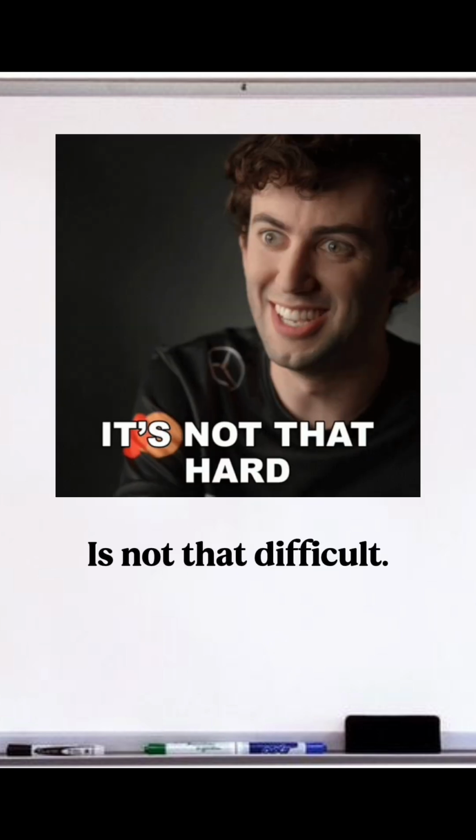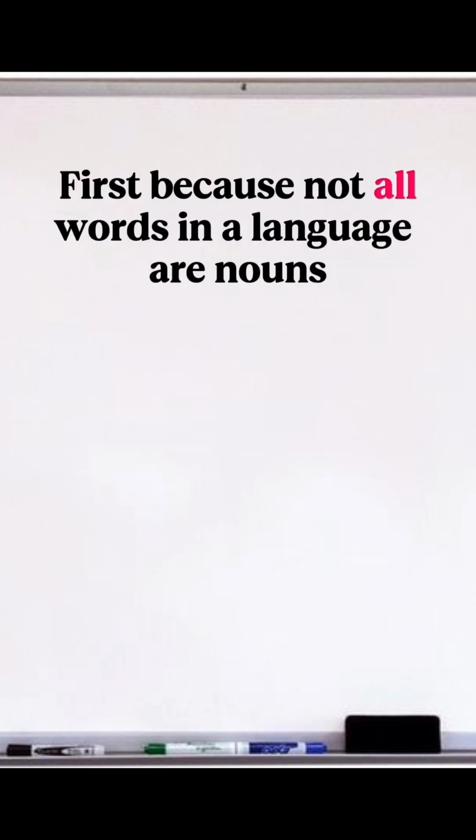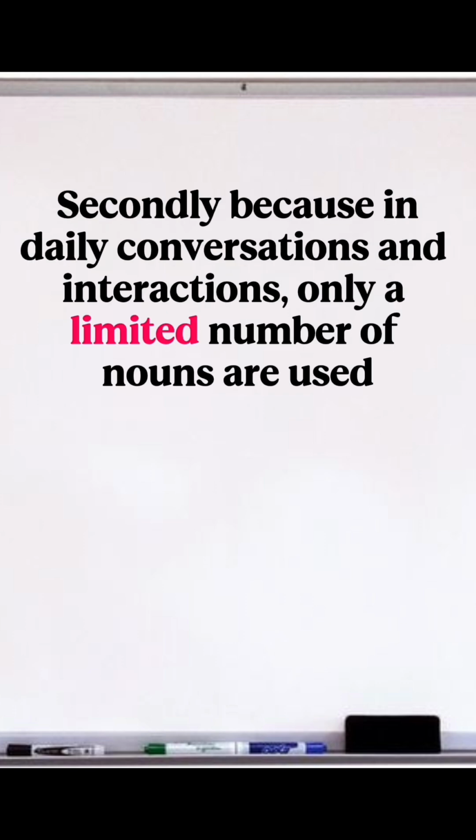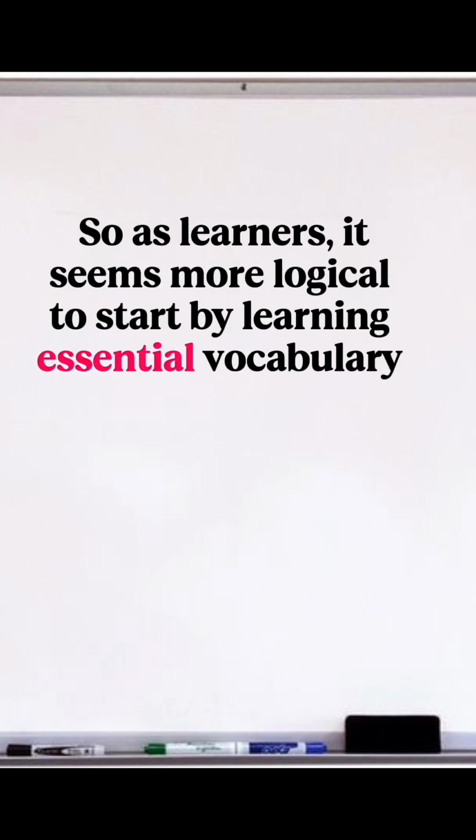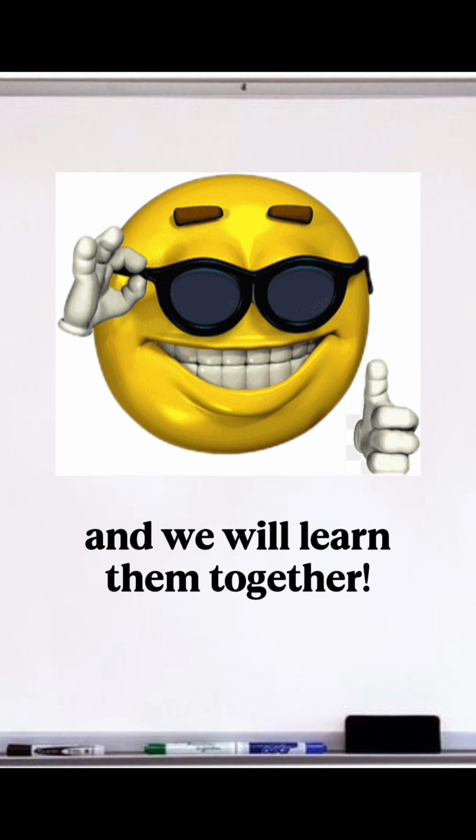Now, don't panic. Learning an object's gender is not that difficult. Number one, because even though there are thousands of words in any given language, not all words are nouns, right? And number two, even though there might be thousands of nouns, in everyday life and in everyday conversations, we only use a very limited amount of nouns. So, as learners, I think our initial and primary focus should be learning those essential nouns first. And don't worry, we will learn them together, okay?